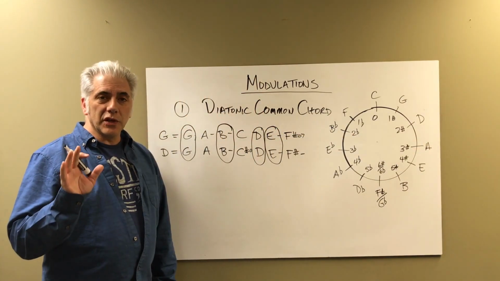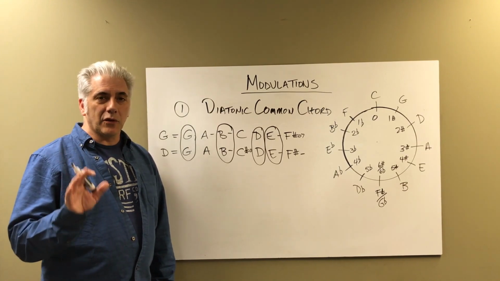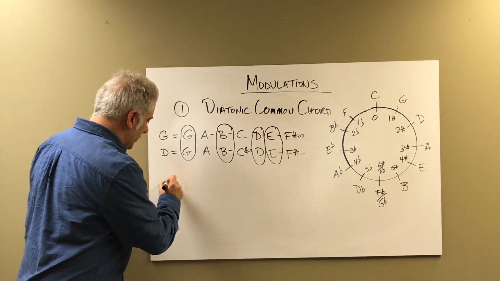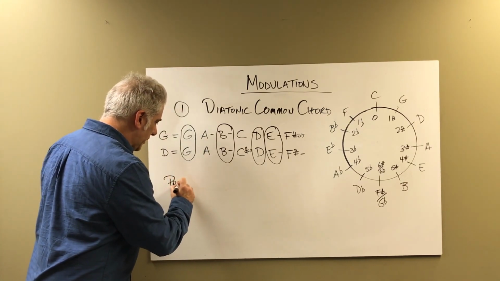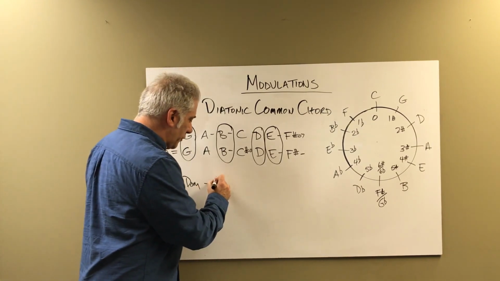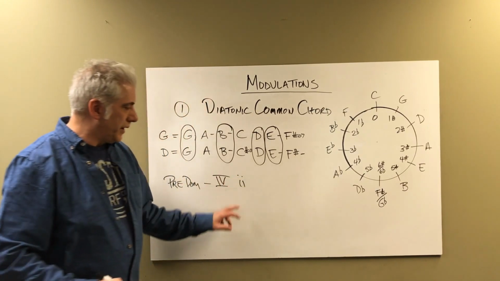The way this is usually used is by substituting a predominant chord in the new key. Predominant chords are, let's say this here, predominant, meaning they come before the dominant. We've talked about this before. The 4 chord is a predominant, and the 2 minor chord are predominants.